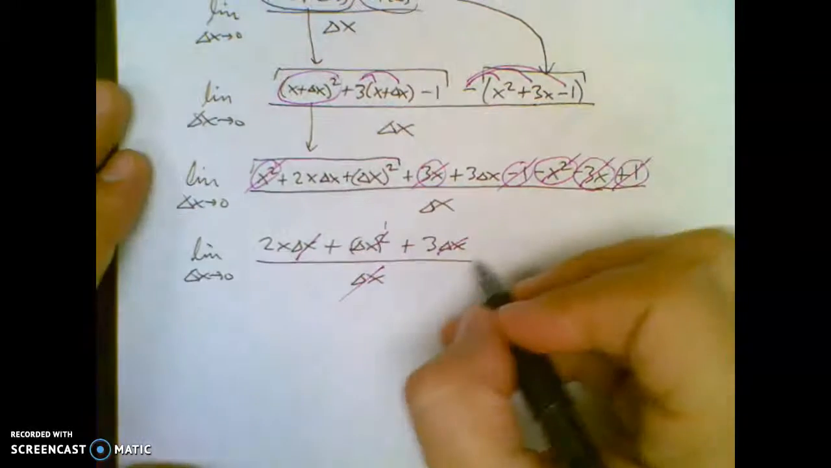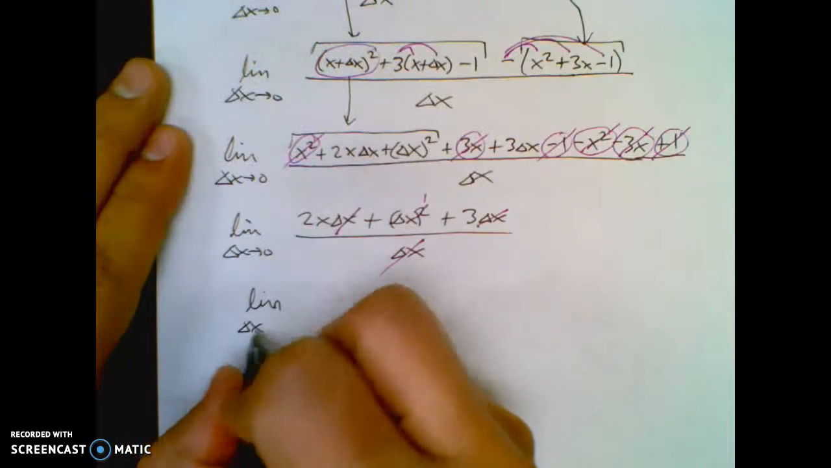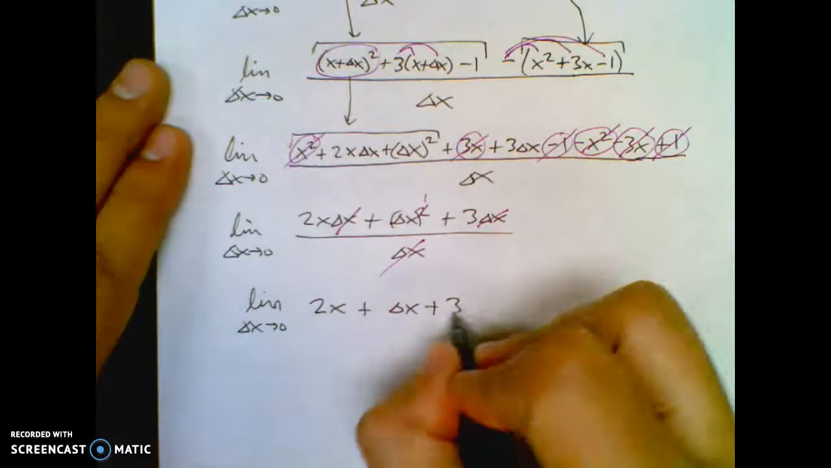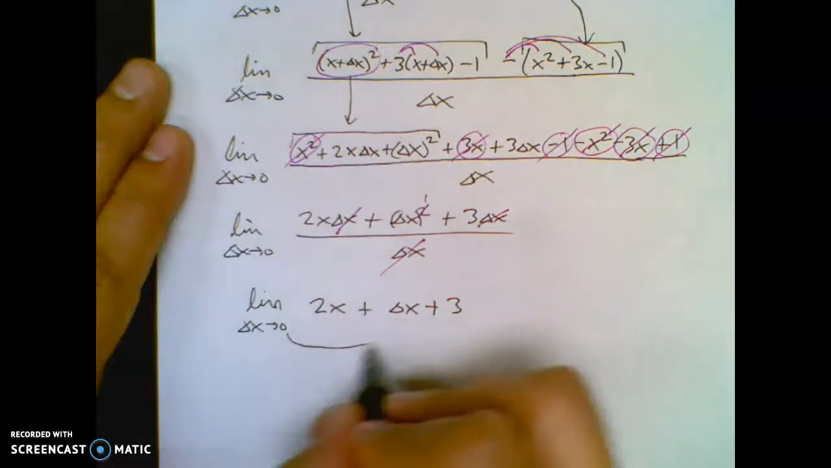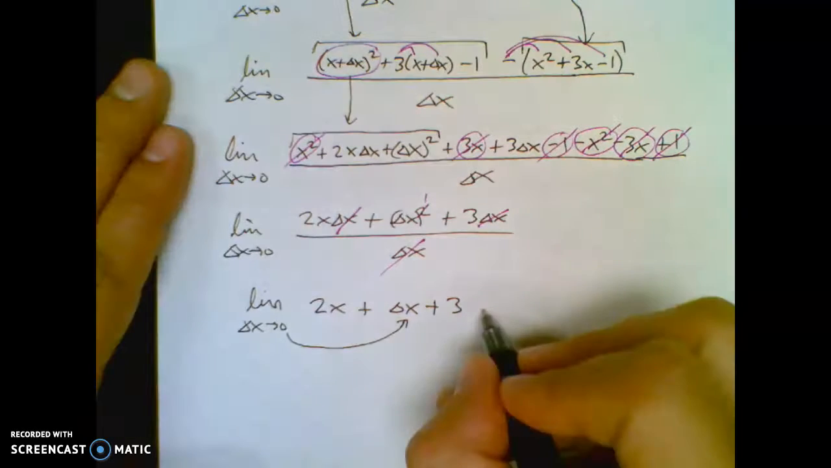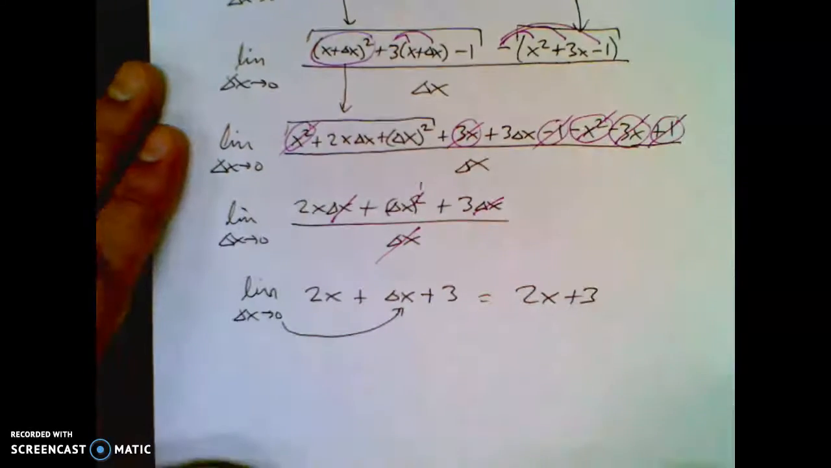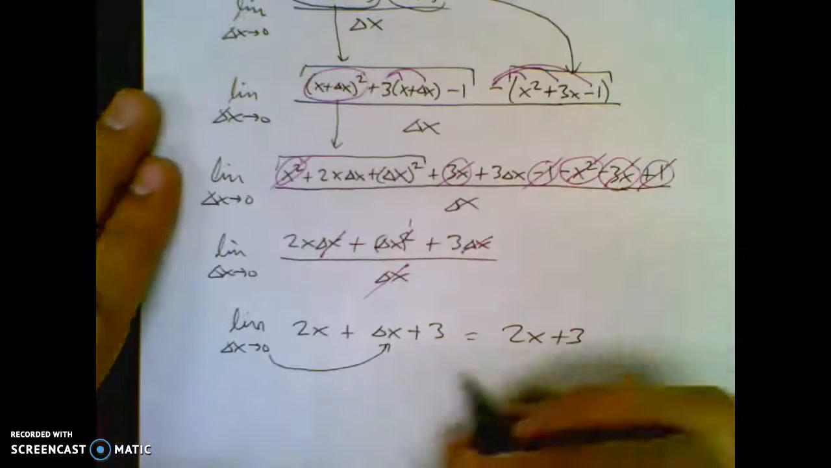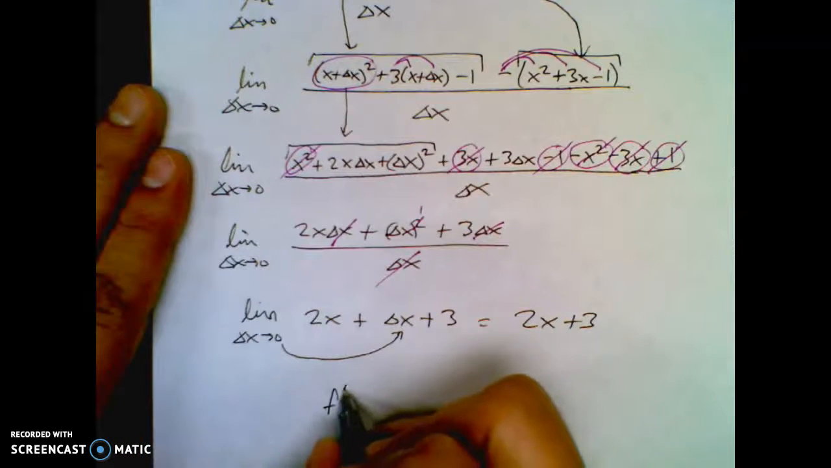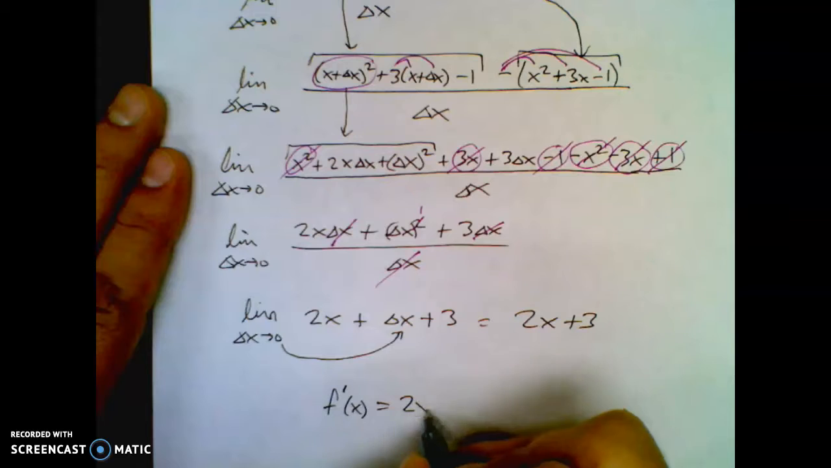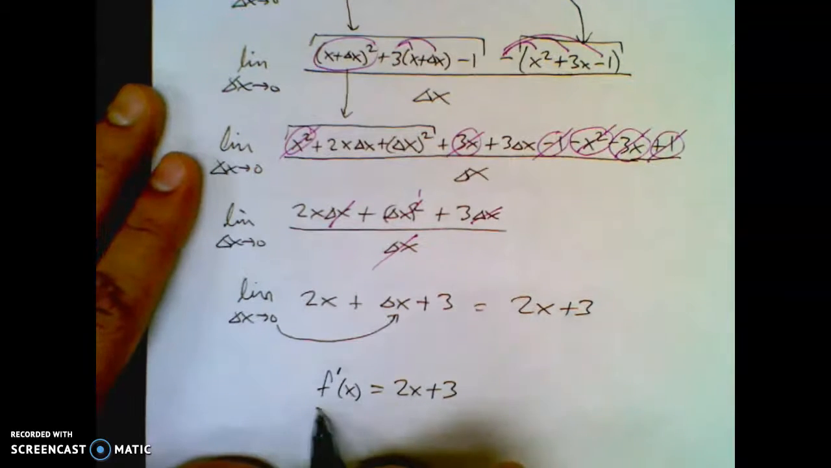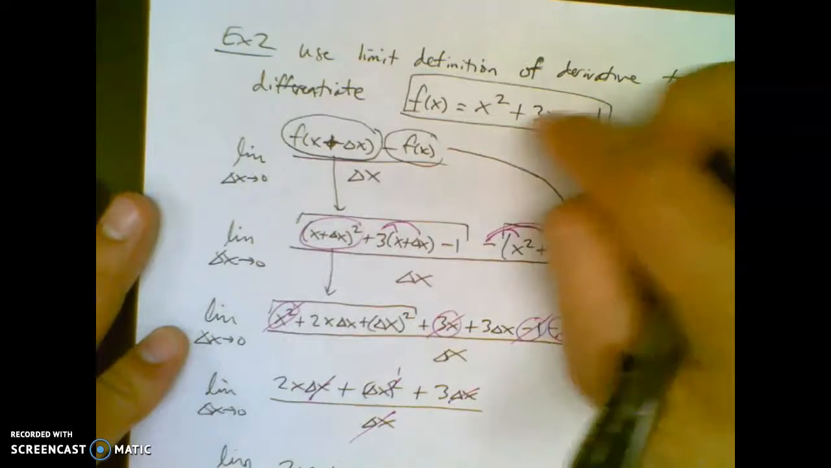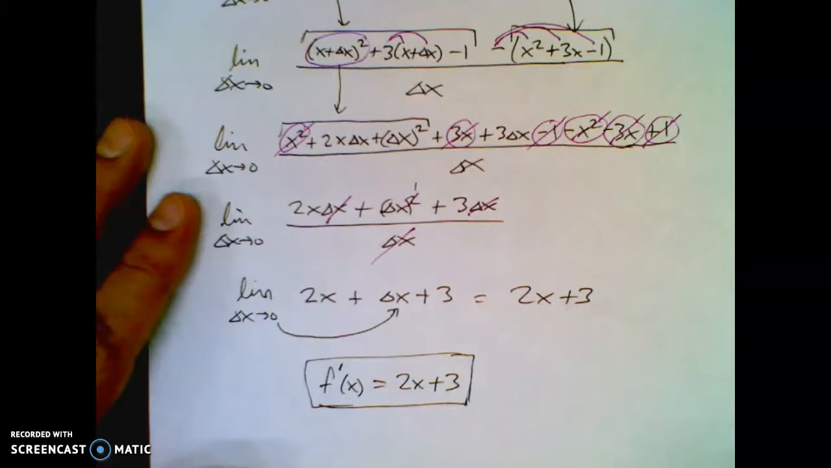So what's left when I'm done killing off those delta x's is 2x, delta x, and 3. See how it went away? And now I can plug in a 0 for delta x, and I get 2x plus 3. Which means if my original equation started out being called f of x, and it's a parabola and all that stuff, then this equation means f prime of x is 2x plus 3. And this is an equation that could tell you the slope of that equation at any point on the graph, which is kind of crazy that we can do that.